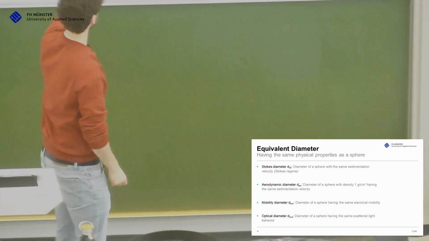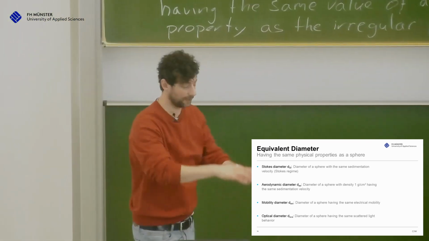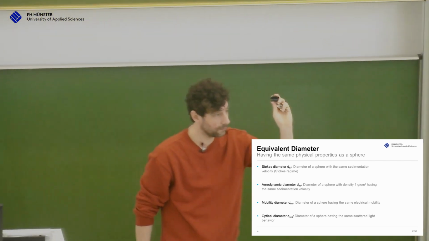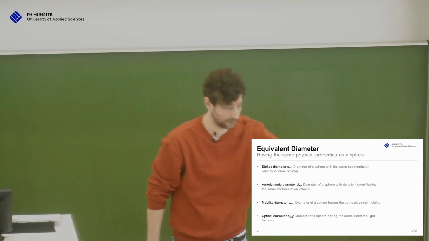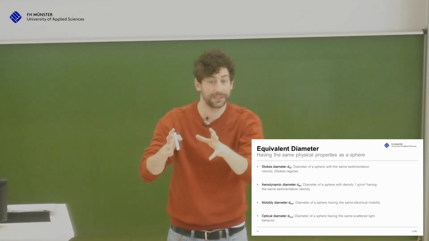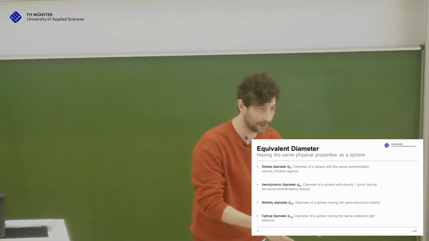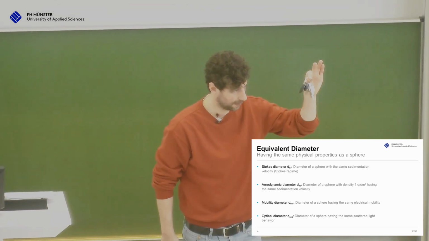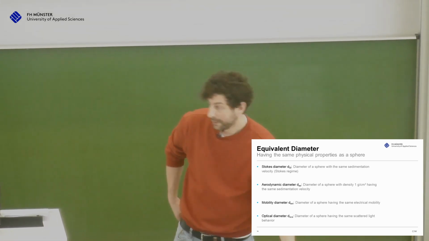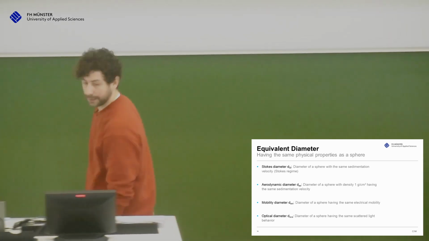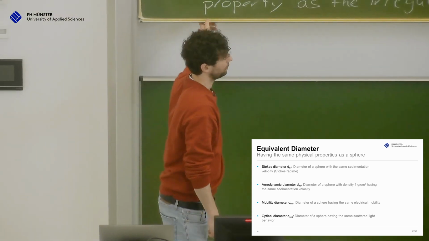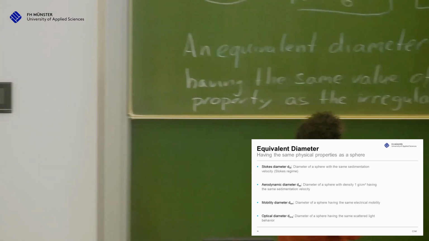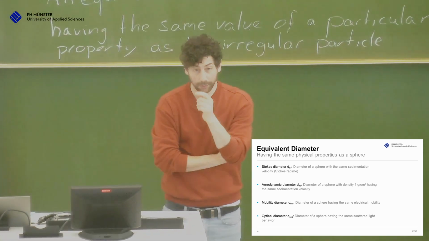And an equivalent diameter is a diameter of a sphere. So there is an imaginary sphere which has the same physical property as my key, for example, in falling down. And the diameter of this sphere is the one I get out of my measuring device. And by this, I describe this size, okay? And we have here different diameters.